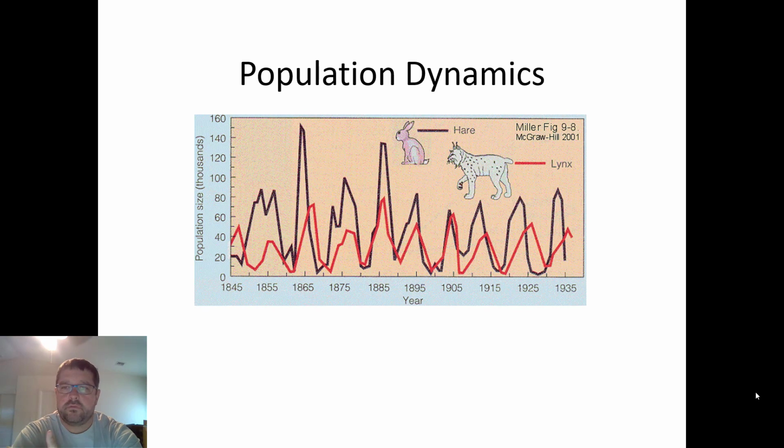Okay, when we stopped last time, I had just introduced the two types of population growth curves: the exponential growth curve, which is going to be J-shaped, and the logistic growth curve, which is going to be S-shaped or sigmoidal.